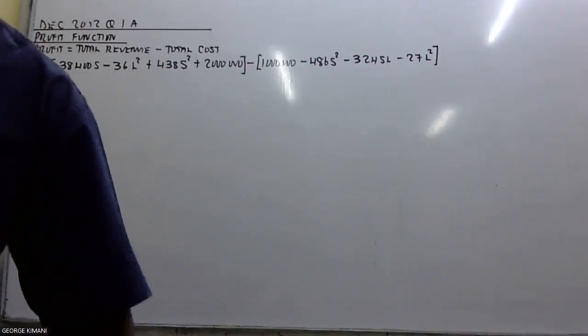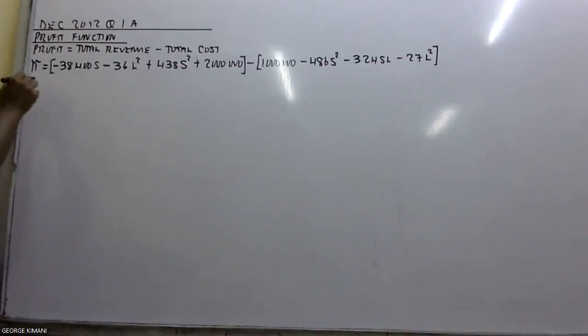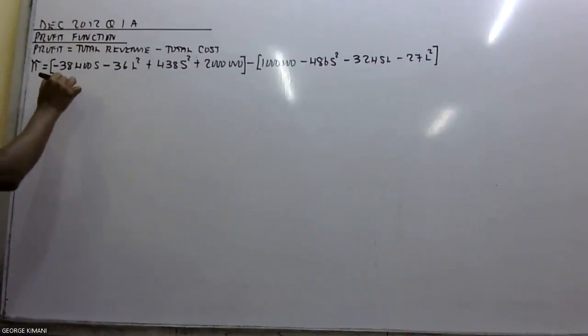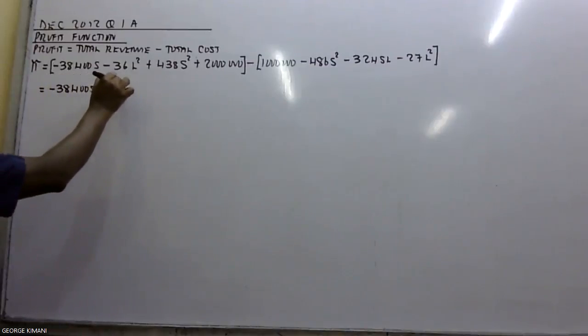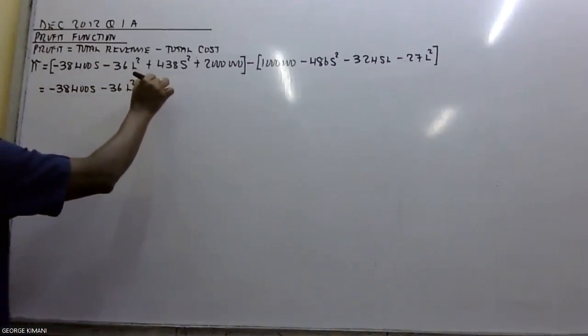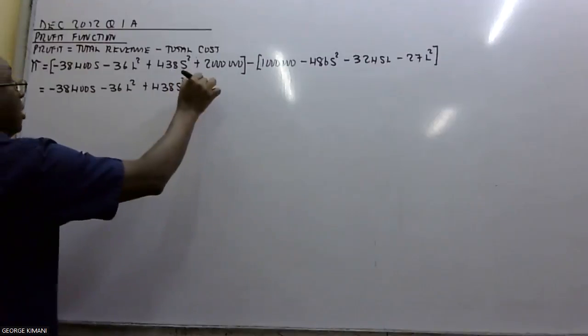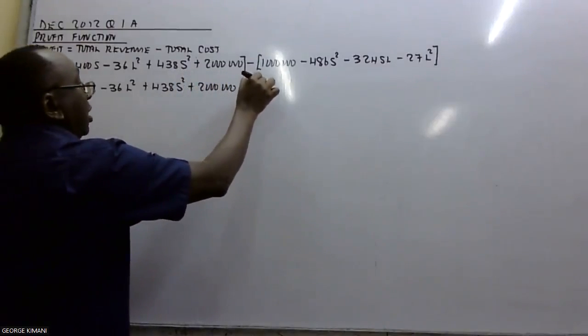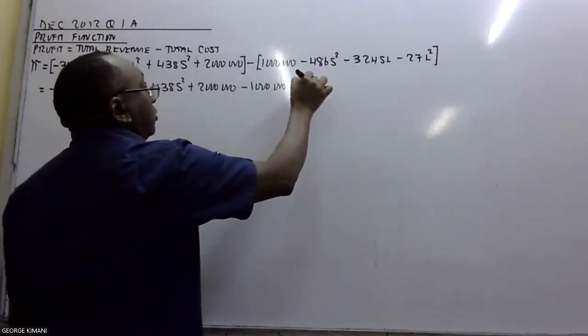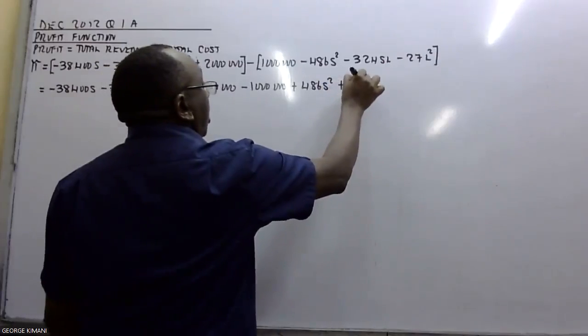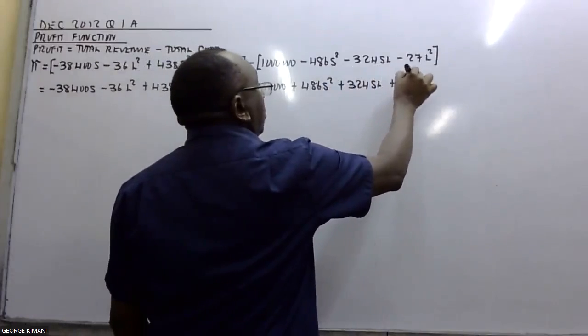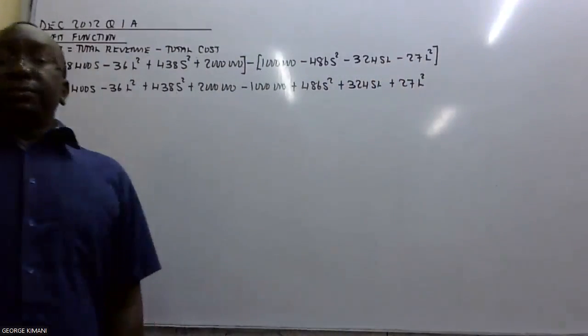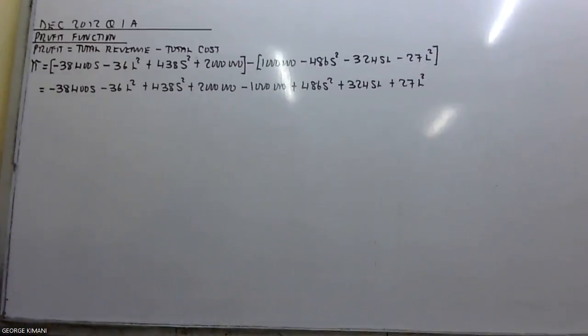So when you put it that way, now proceed and say this is minus 38,400S minus 36L squared plus 438S squared plus 2 million minus 1 million plus 486S squared plus 324SL plus 27L squared. Now you seek to put items together.